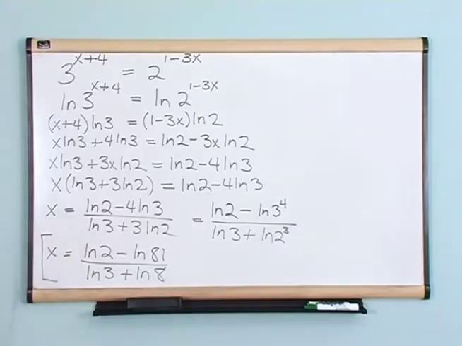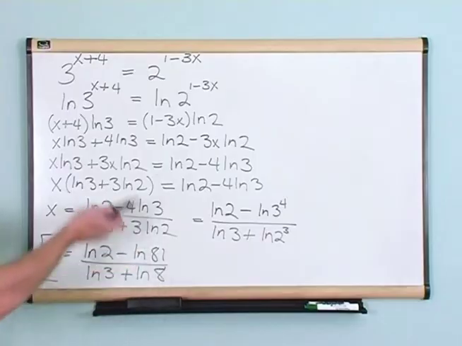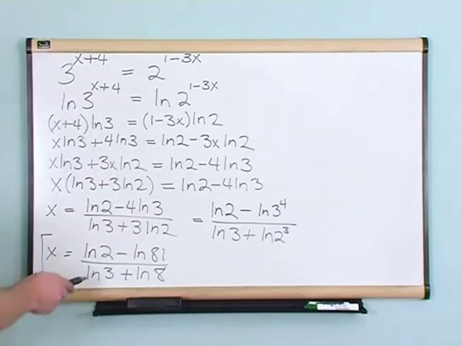It looks complicated, but don't forget, natural log of 2 is a number. This is a number. This is a number. This is a number. So if you put them all in your calculator, you get some decimal, and that would be a number, and that would be the solution of that equation. But of course, this is the exact form of the equation.